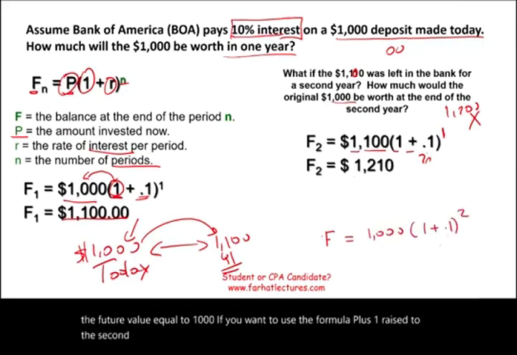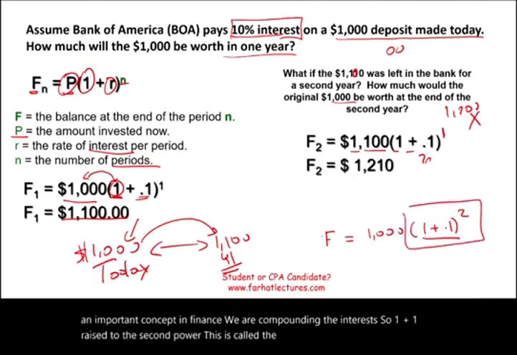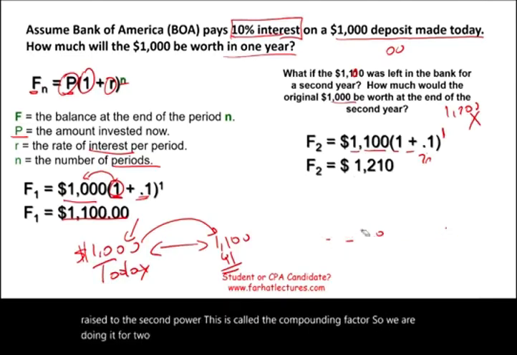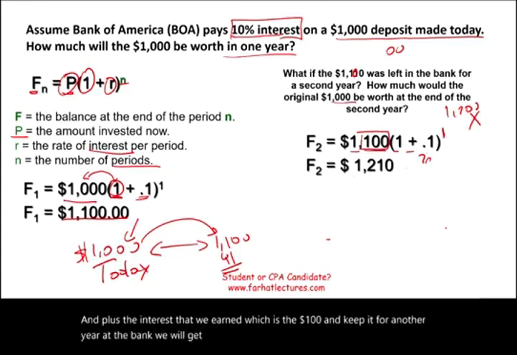So what we are doing here is compounding, and this is an important concept in finance. We are compounding the interest. So 1 plus I raised to the second power is called the compounding factor. We are doing it for 2 years. What I did here is I told you, let's keep the money plus the interest that we earned, which is the $100, and keep it for another year at the bank, and we will get 1,210.